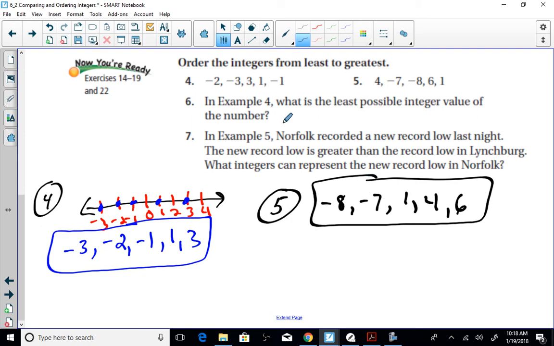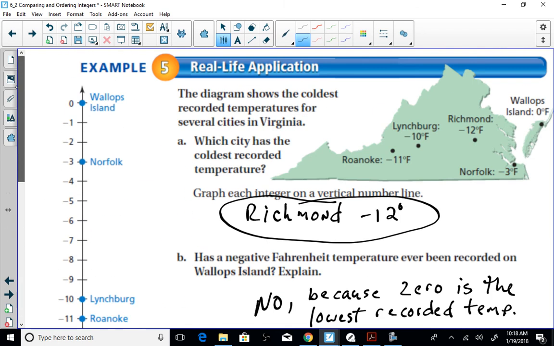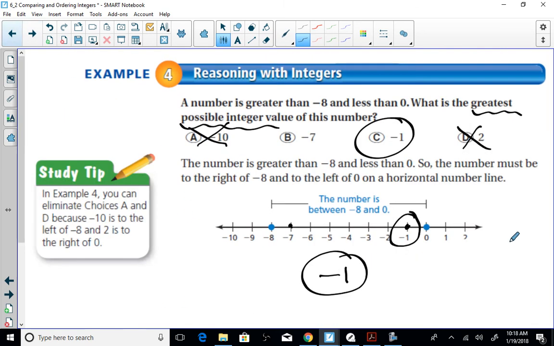In example 4, what is the least possible value of the number? So let's go back to example 4. And I want the least possible value of the number. Well, if it's greater than negative 8, it means it has to be to the right of negative 8. If it has to be less than 0, it has to be to the left of 0. So what would be the least possible value of all the numbers that fit? Right, it would be negative 7.